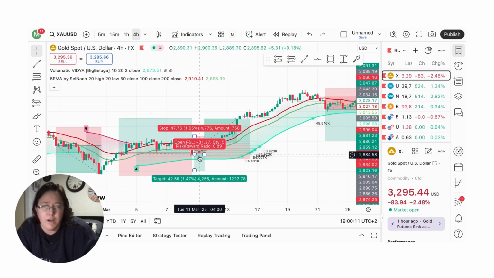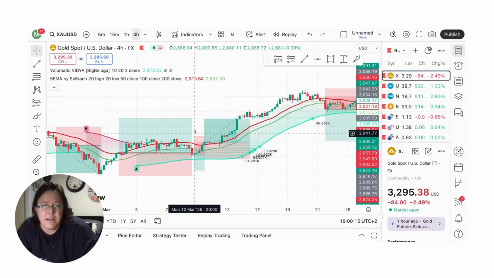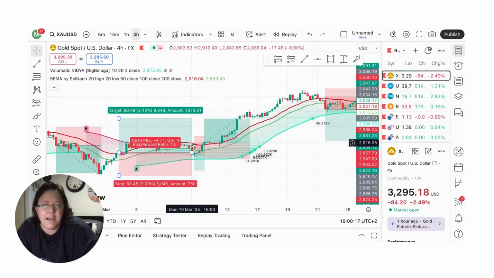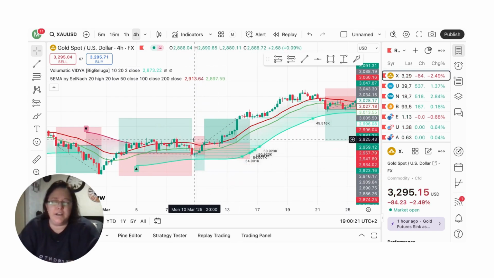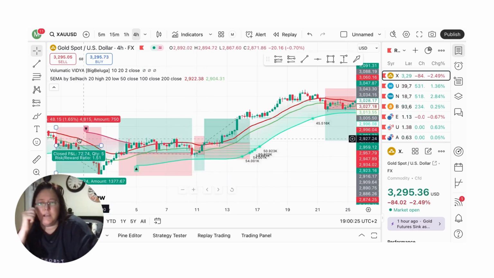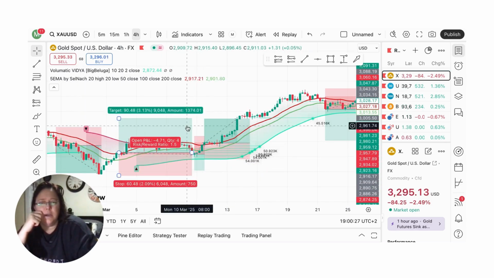Here is another one, a short. Now they wouldn't have taken this short because we were in a trade and it showed that it's in the opposite direction. This is pretty much trading against the trend. So you can cut out this noise. Not necessarily this one, but this type of noise.